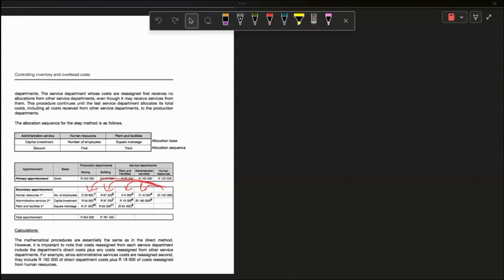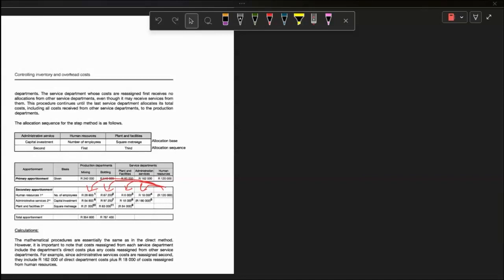Now, what you need to remember, when we have apportioned everything, the total 120,000 to all the departments based on their respective proportions, right? We need now to move to the second one, which is going to be the administrative and services. We need to take the money for the administrative and services, which is 162,000.